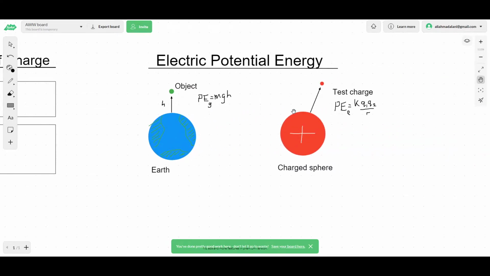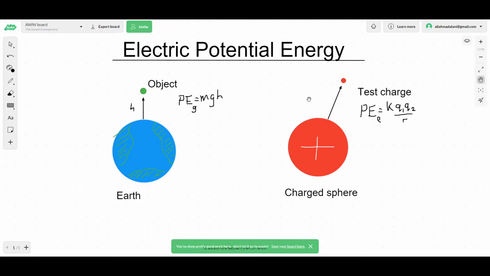Now first I want to start off by describing something to you that is probably familiar already. On the diagram on the left, what we have is a big blue ball representing Earth and a small green one representing some object that is at a height h above Earth. Now what we know is gravitational potential energy is equal to the mass of this object, the acceleration due to gravity, and then multiplied by the height of that object. Now what you know is that if we increase the height of that object, what we're also doing is increasing its potential energy, its gravitational potential energy.